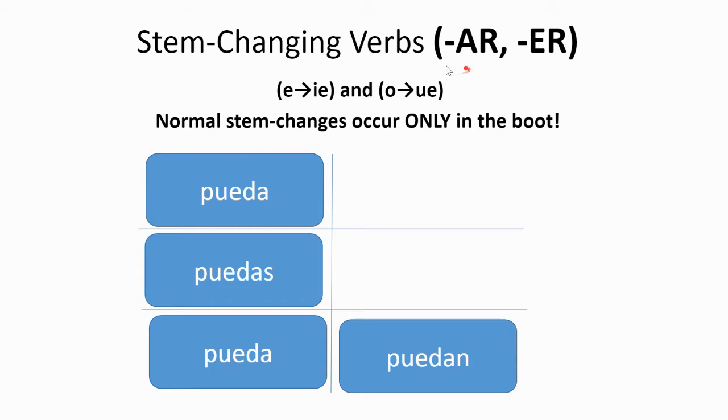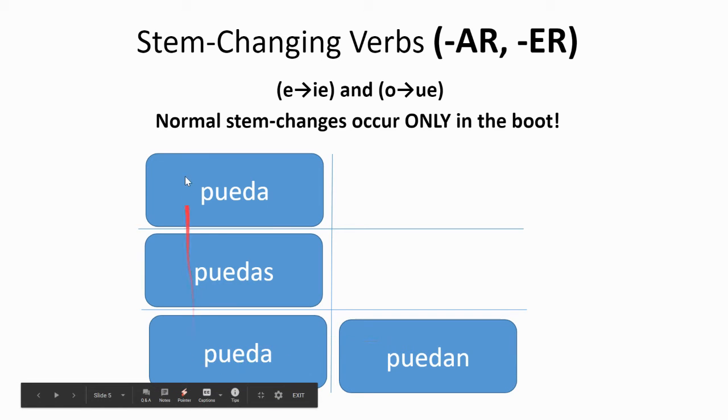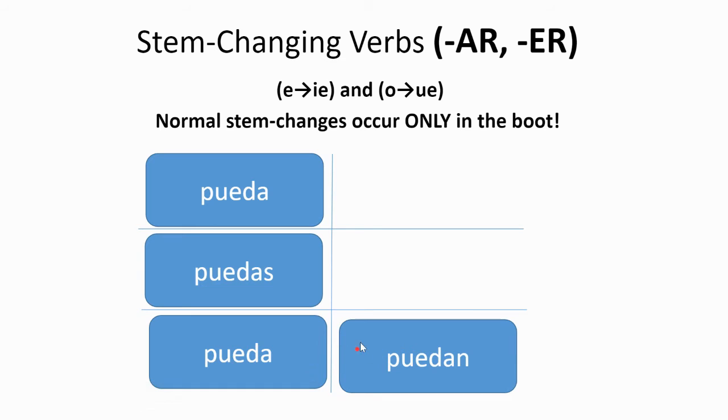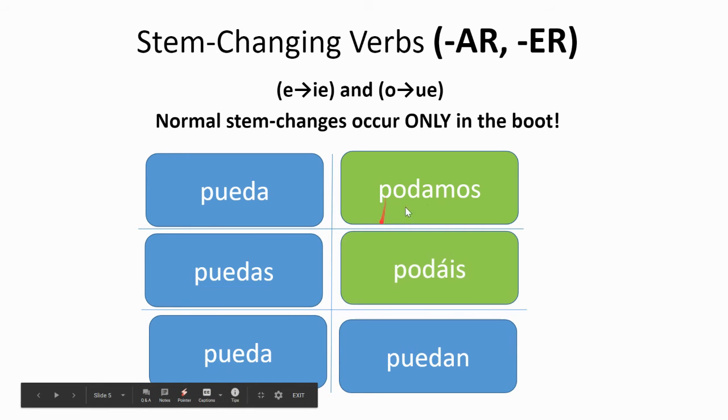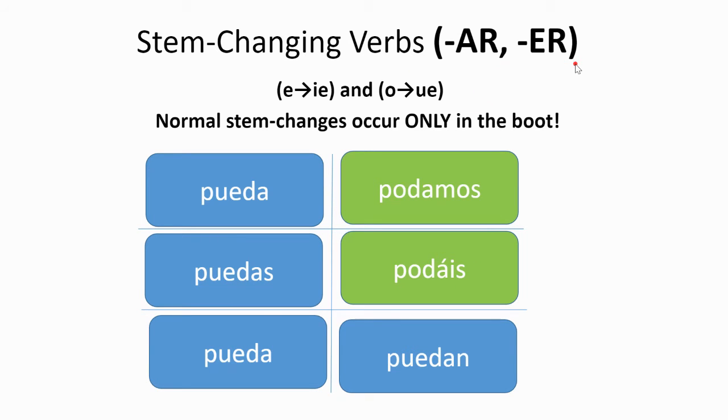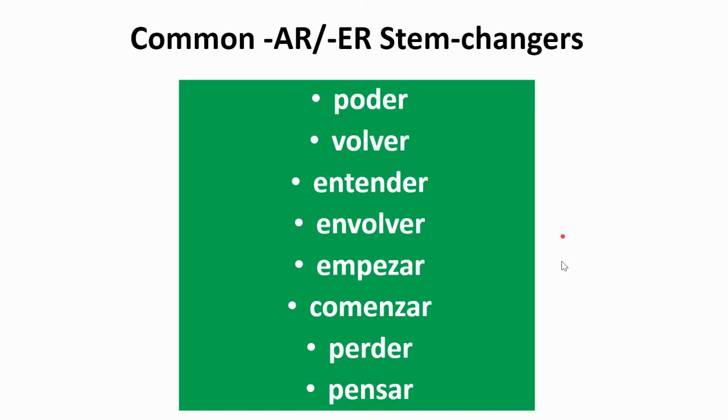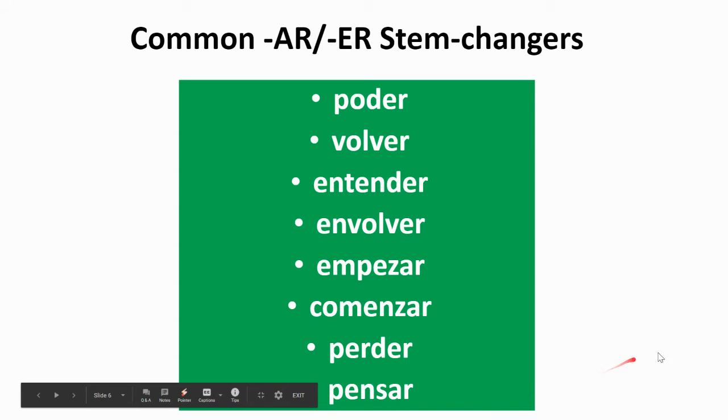So your AR and ER stem changers are going to have the regular stem changing occur just like in the present tense, inside the boot, or in the yo, tú, él, usted, and ustedes forms. There will be no stem change here in the nosotros or vosotros for AR, ER stem changers. Some examples of verbs that fit into that category are these. Stem change only inside the boot.